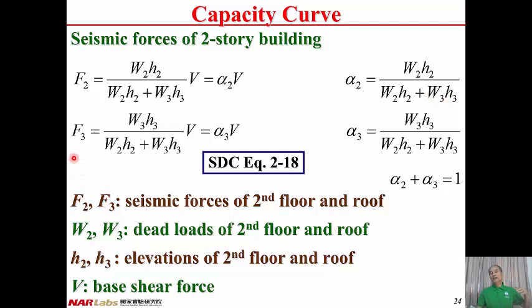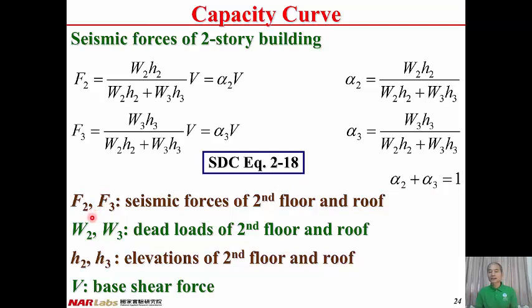And the seismic force applied at the roof is proportional to the weight of the roof, that is W3, and the elevation of the roof, that is H3. Therefore, F3, the seismic force applied at the roof, equal to W3 times H3 divided by W2 H2 plus W3 H3 times V equal to alpha 3 V. Alpha 3 equal to W3 H3 divided by W2 H2 plus W3 H3. And we have the relationship here, alpha 2 plus alpha 3 equal to 1.